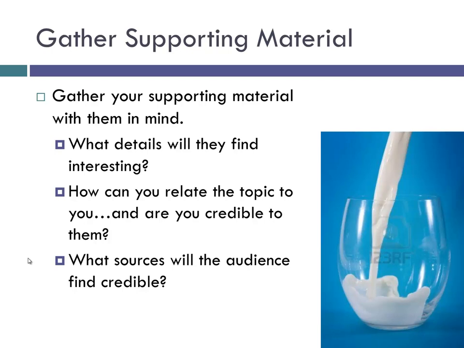Okay, so how can you relate the topic to you, and then show that you're credible and relate it back over to them so they see you as credible? And then, what sources will your audience find credible? Think about this for just a moment. Think about what is credible. Credible can be an example of a book or a journal article that you are referencing, maybe as a scholar. If you're referencing a historical figure like Thomas Jefferson, you've got to show people that yes, you're presenting the information, but you're not making it up.